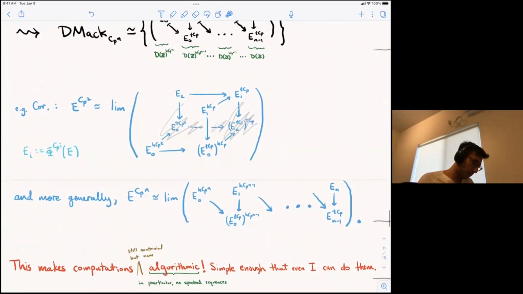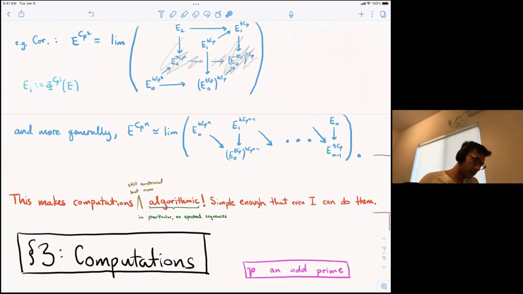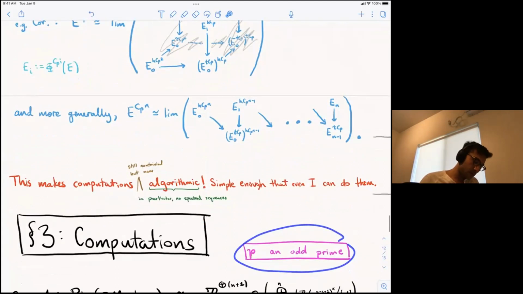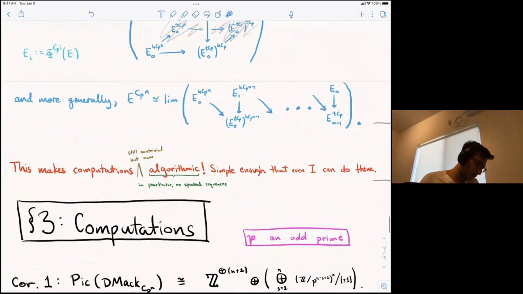And this makes computations, I would say algorithmic, simple enough that I can do them. Let me conclude by indicating a few of those. These are definitely still non-trivial, but algorithmic in particular; you don't need spectral sequences to do these computations. Okay, so now we specialize to an odd prime, which simplifies things a little bit, as we'll see.